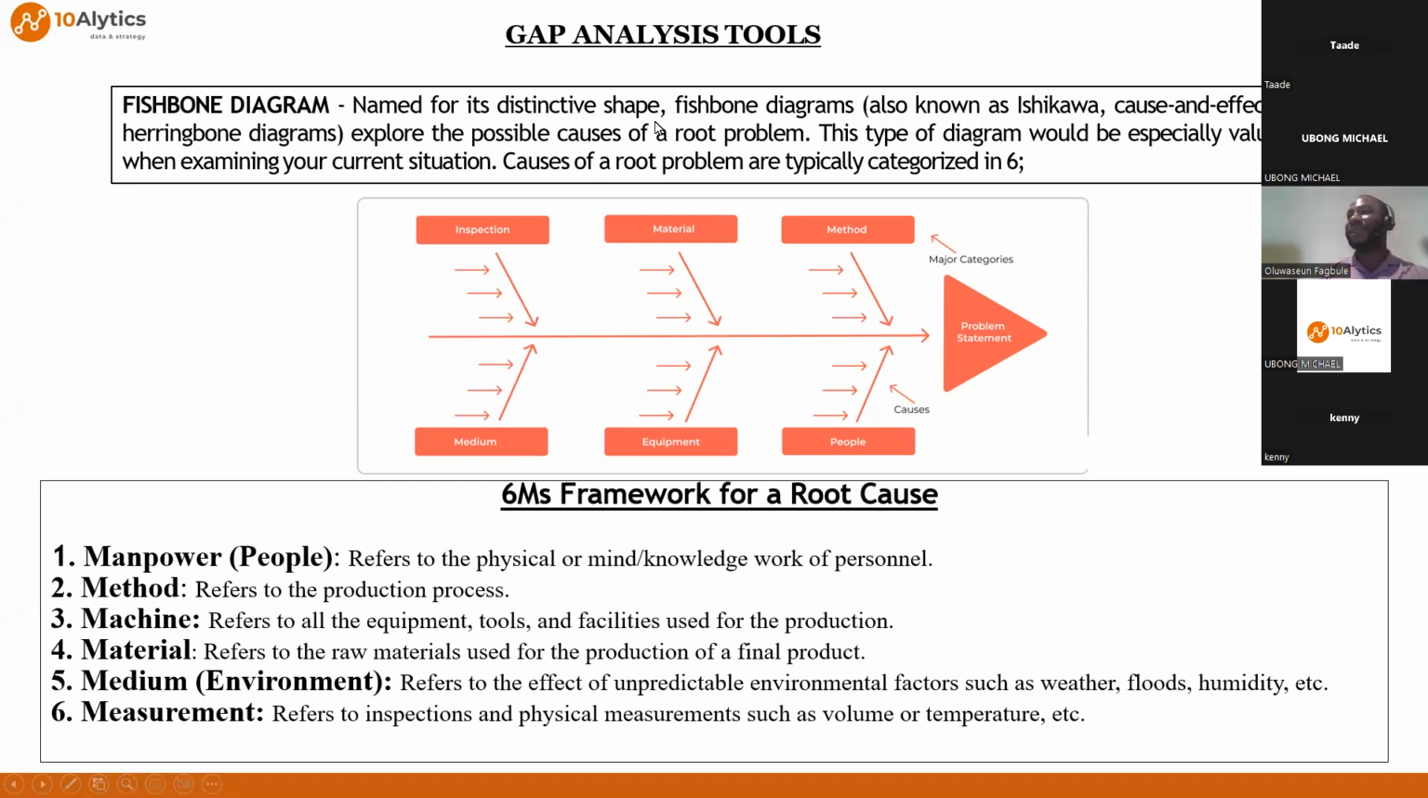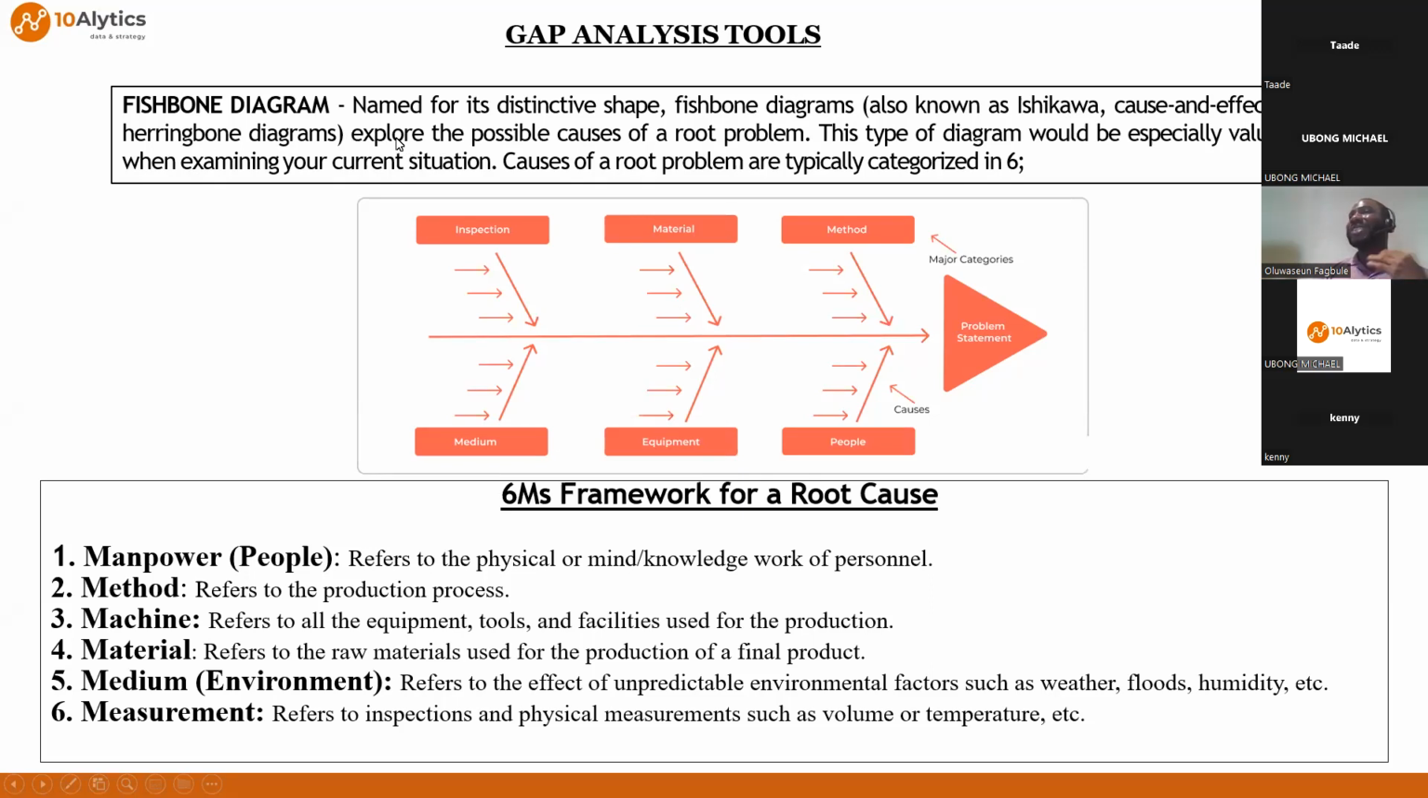So it's named for its distinctive shape, fishbone diagram. It's also known as the Ishikawa diagram, named after the person that came up with the concept. Ishikawa diagram, a cause and effect, or herringbone diagram. I think that's the specific name of that type of fish, the same way we have mackerel and the likes. I think herringbone is the name of the fish that Ishikawa himself or herself tried to depict, right?